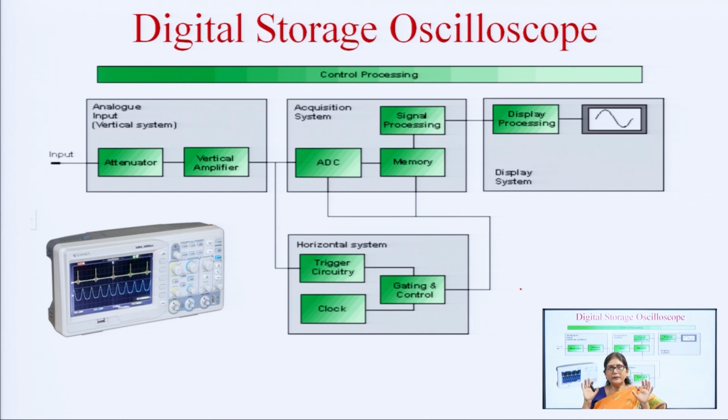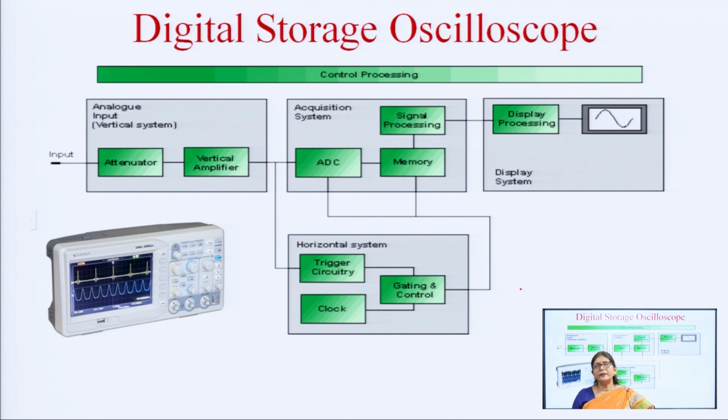So, this is the part of the write operation, where the signal is stored in the memory. And one part of the signal is also fed to the triggering circuit, for triggering purposes. So, this is the writing part, where the signal is stored in the memory.